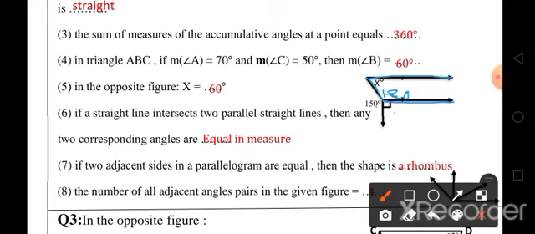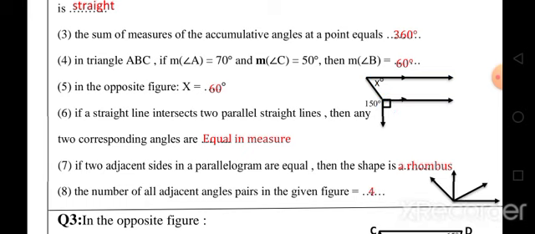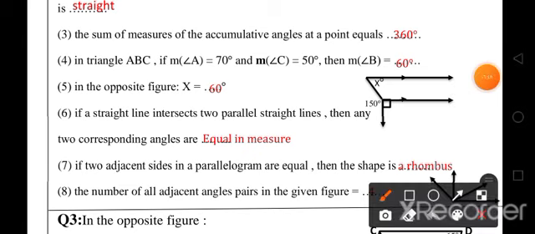Number 7. If two adjacent sides in a parallelogram are equal, then the shape is a rhombus. Question number 8. The number of all adjacent angle pairs in the given figure equals, of course, 4.